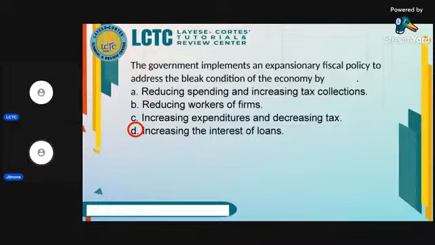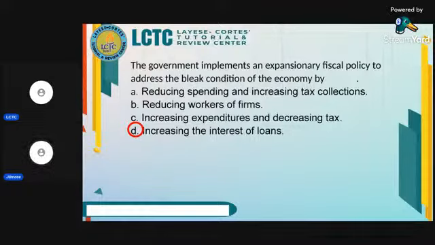The government implements an expansionary fiscal policy to address the bleak condition of the economy by reducing workers of firms, reducing spending and increasing tax collection, or increasing expenditures and decreasing tax. Teachers, can you now answer? Ma'am Cherilyn, Ma'am Cheremay, Ma'am Jennifer, give me your answers now.